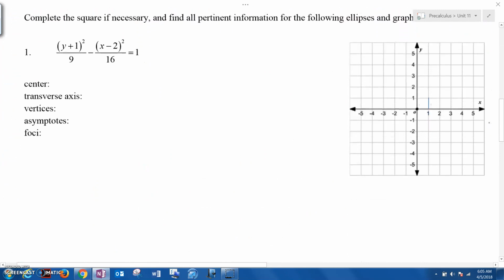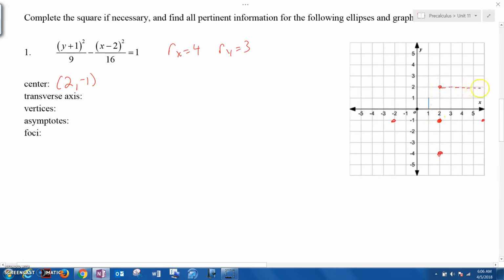So complete the square and find all pertinent information. So the center for this is, again, be careful for this. This is in the opposite order, but it's still the center goes with x first and then y. The transverse axis will go through the vertices. I'll deal with that later. Let's just start graphing this. 2, -1 is here. Then we are going to have our x is actually 4, our y is 3. So our x is 4, 1, 2, 3, 4, and our y is 1, 2, 3.